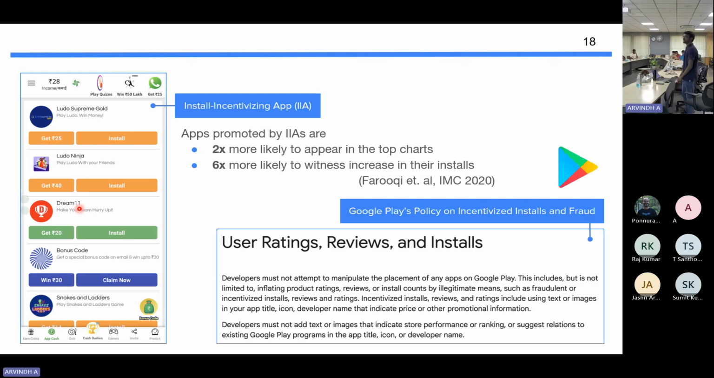The interesting thing is that it explicitly goes against Google Play Store's policy. This is a screenshot from the Google Play Store's webpage itself. Developers must not attempt to manipulate the placement of any apps on Google Play. This specific line goes against the very notion of these apps. So in this study, our goal is to study these apps in detail and see how they affect not only the platform, but also the users.